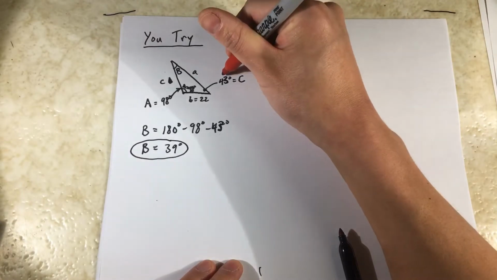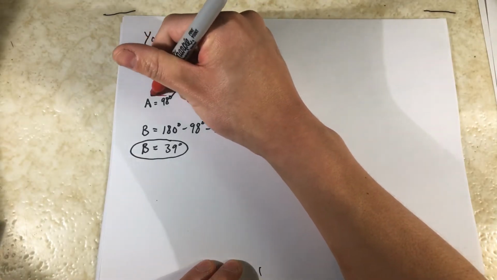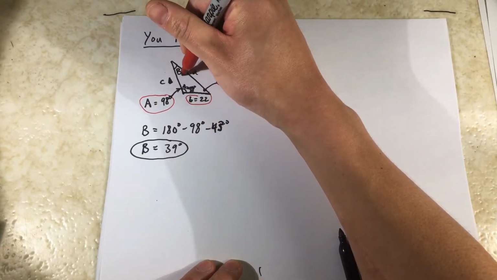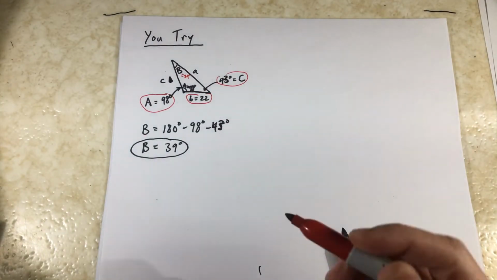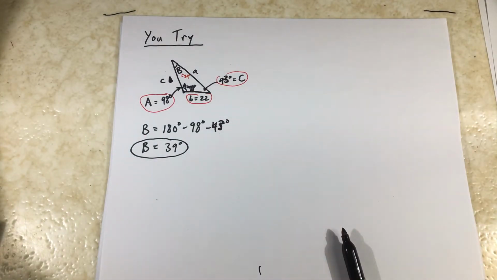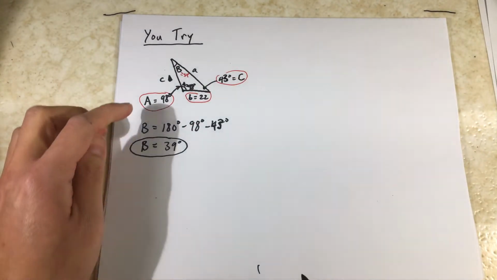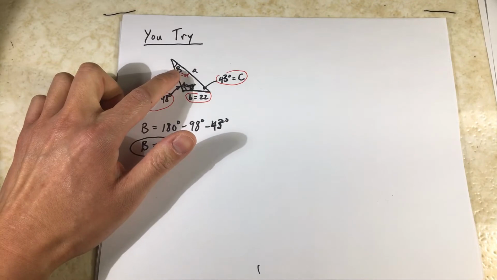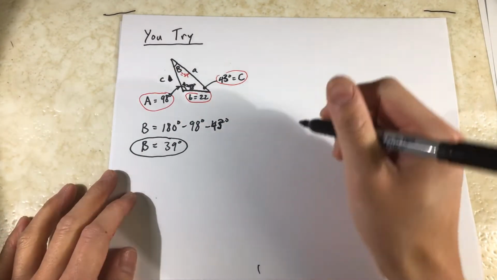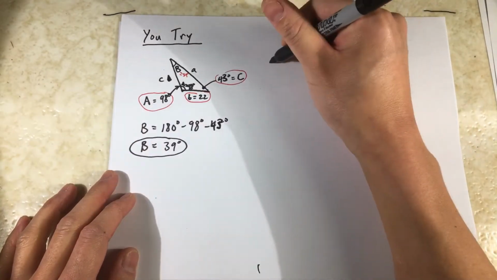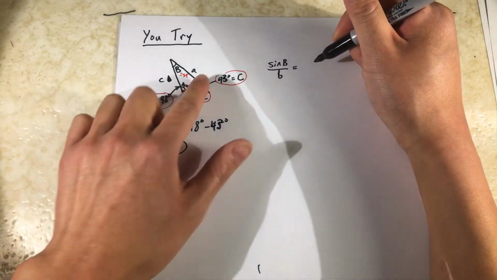All right, so let's look at what we know, what's given to us. Now we know this angle, we know this side, and we know this angle. And now we know this angle is equal to 39. So what we don't know is side A or side C. This is where we're going to use the law of sines. Since we know angle B and the side B, we're going to use sine B over B, and then let's solve for a.